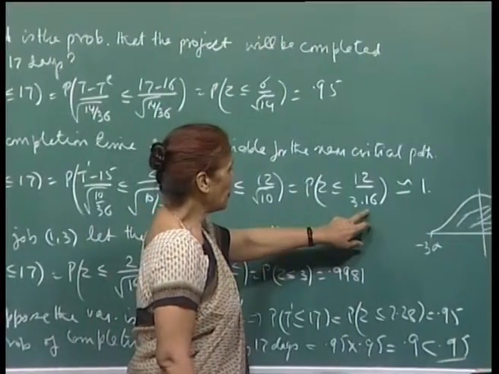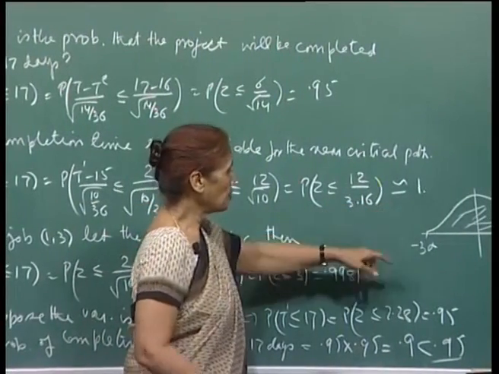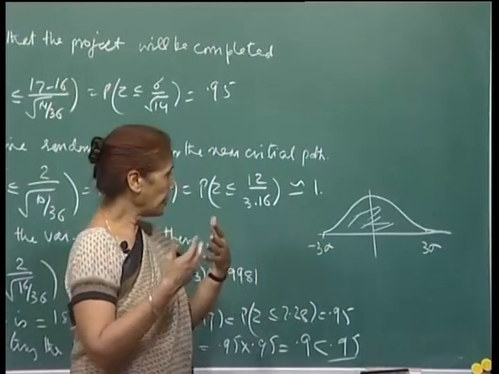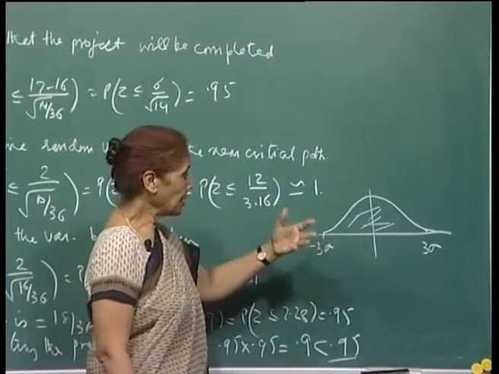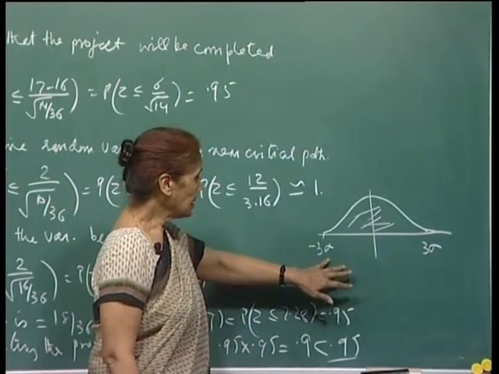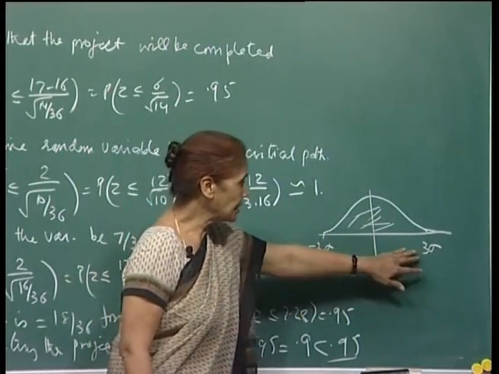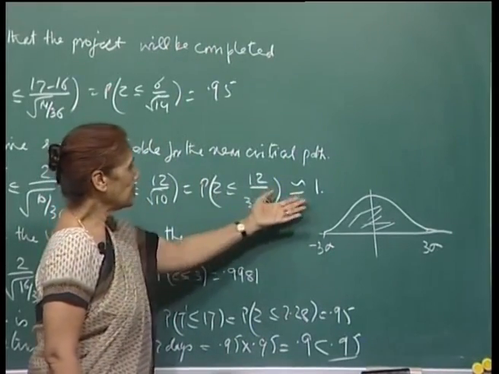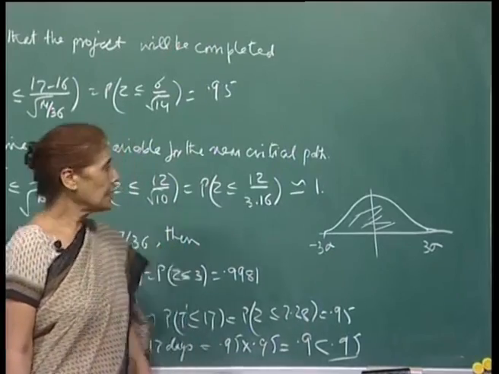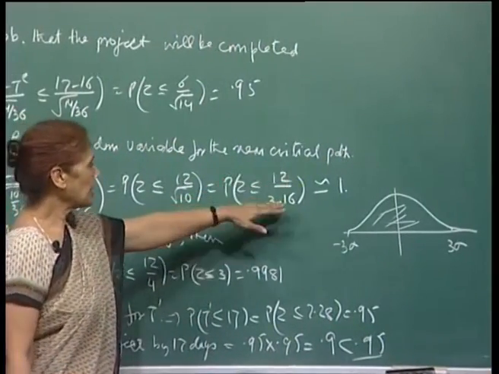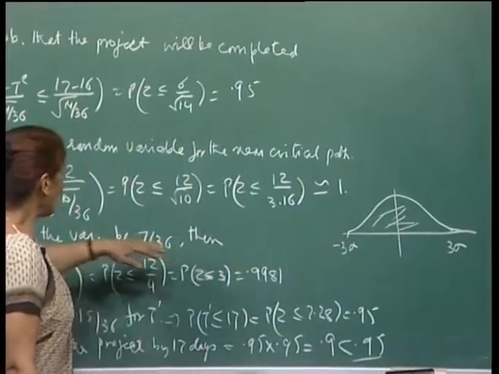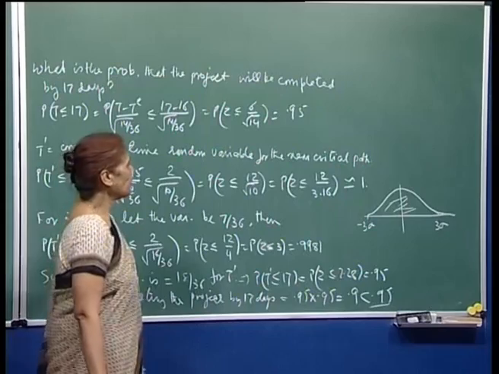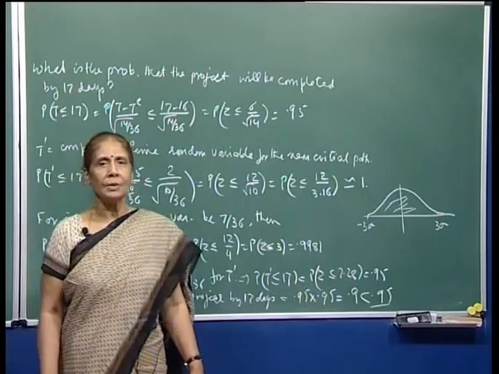Now, 12 upon 3.16, this probability is close to 1, because you know that for the normal curve almost 99.9% of the mass lies between minus 3 sigma and 3 sigma. So, if this number is more than 3, this probability will be almost equal to 1, something like 0.998. Therefore, right now, because the variance of this near critical path is small, it will not have any bearing on the probability of completing the project.